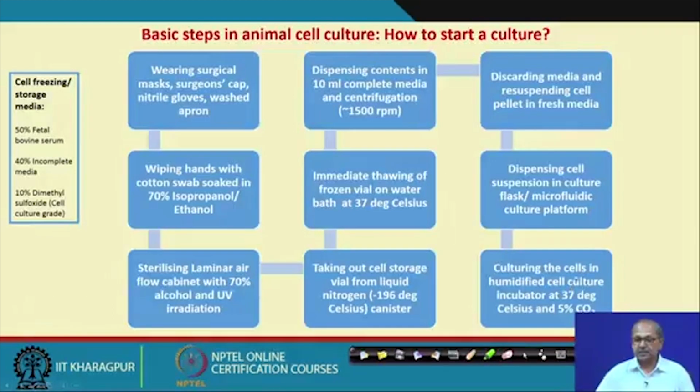Then culture the cells in a humidified cell culture incubator, as I mentioned earlier, at 37 degrees centigrade and 5% CO2. Then you have to check the cells every 12 hours or 24 hours to see how they grow and how they settle.